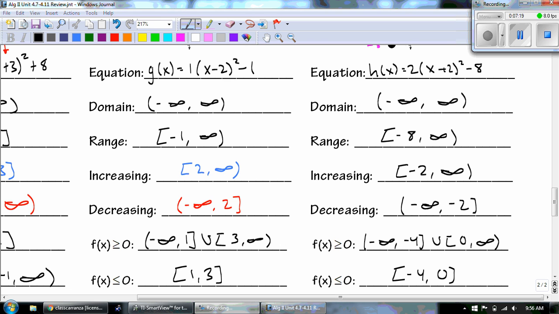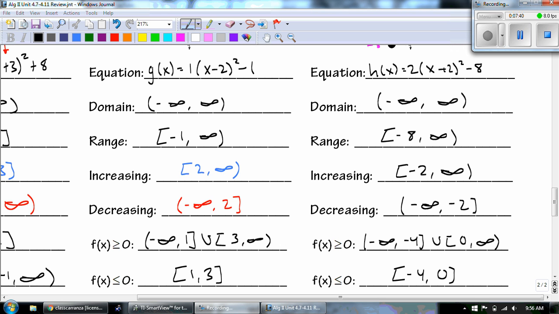Okay, so our equation, h of x equals 2 parentheses x plus 2 squared minus 8. Our domain, negative infinity to positive infinity. Our range, -8 to infinity. Increasing from -2 to infinity. Decreasing from negative infinity to -2.